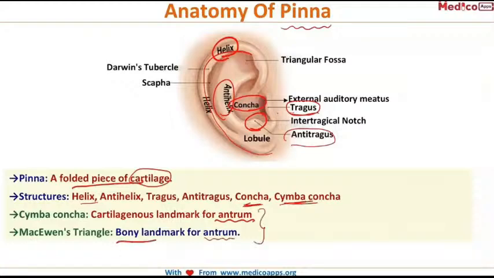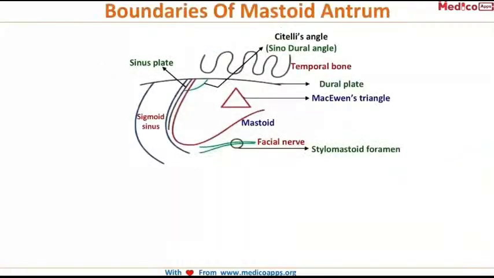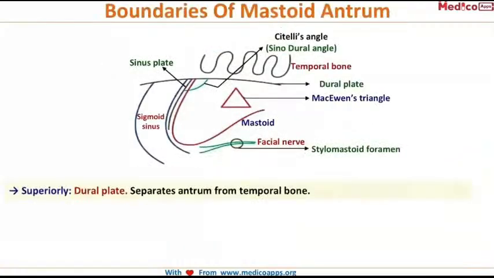This is important for the antral approach for a few ENT surgeries. So the Cymba concha is a cartilaginous landmark for the antrum, and MacEwen's triangle is a bony landmark for the antrum. Now let's look at the boundaries of the mastoid antrum. As you can see, superiorly it is formed by the dural plate. It separates the antrum from the temporal lobe.